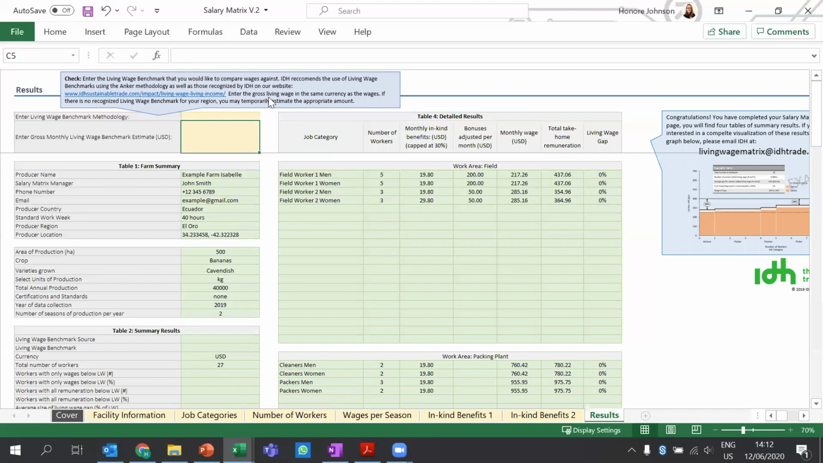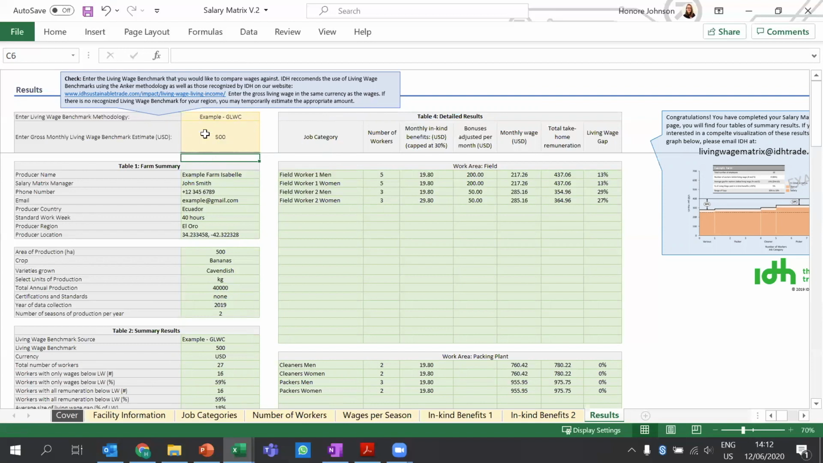Here you should enter the gross living wage in the same currency as wages are recorded. If there is no recognized living wage benchmark in your region, you may temporarily estimate an appropriate amount. For this case, I will use an example from the Global Living Wage Coalition, and we will, just for an example, put 500 US dollars here.